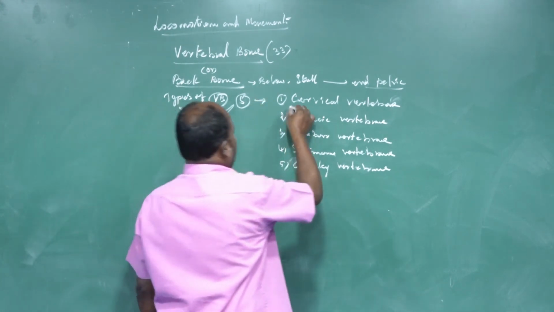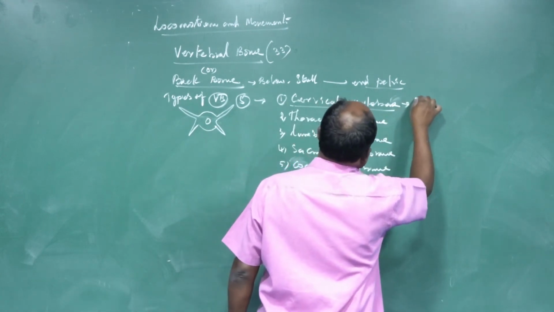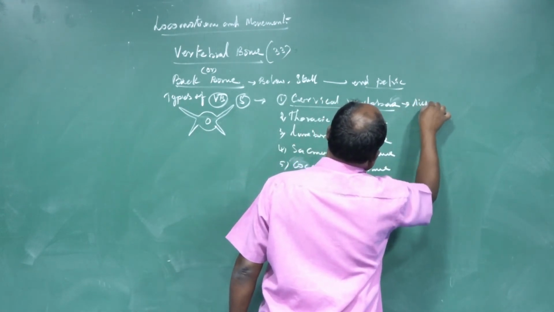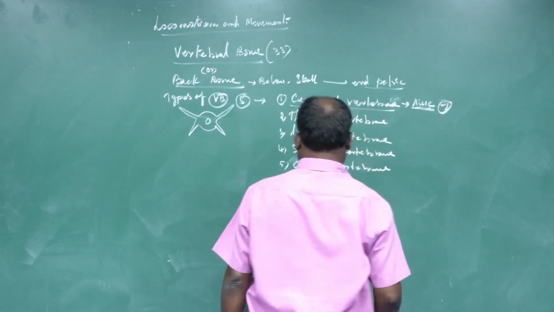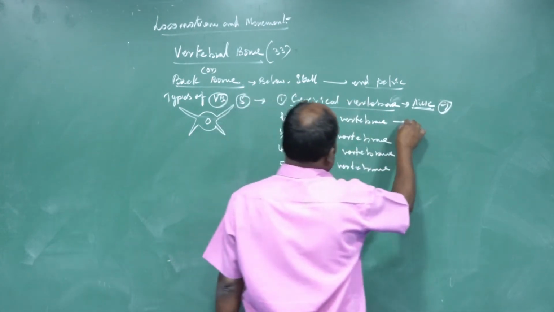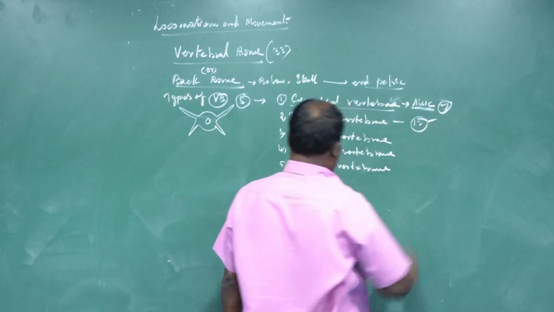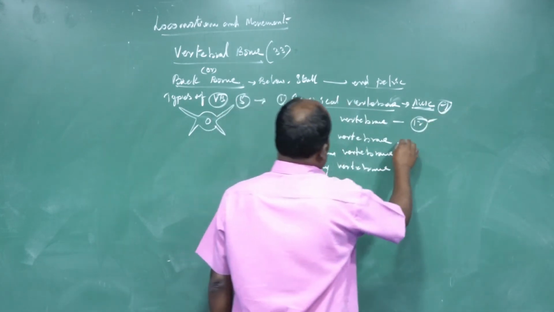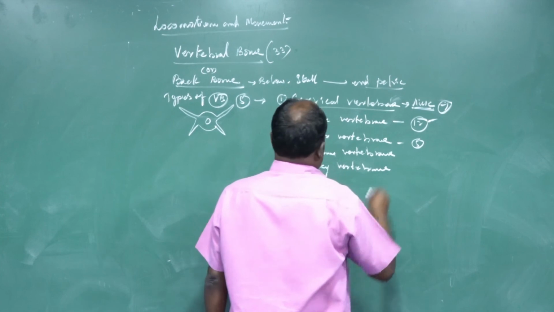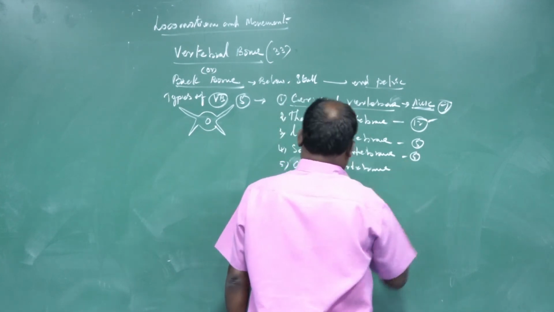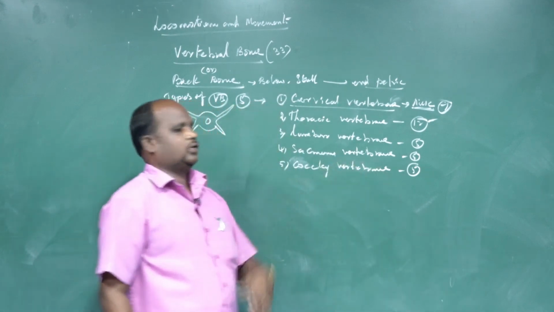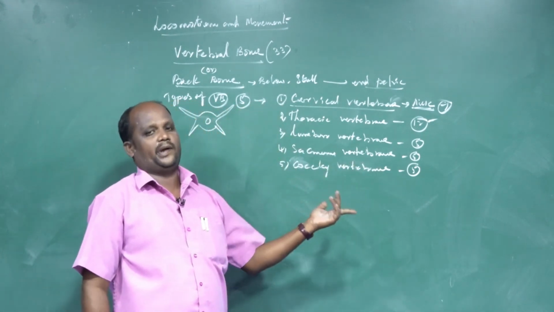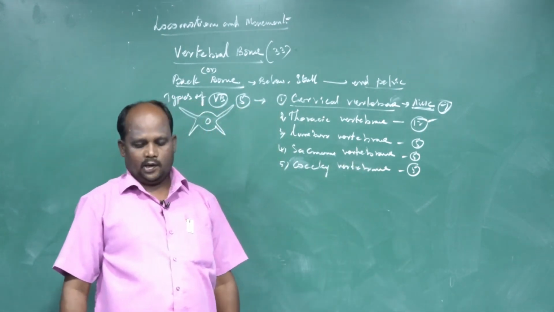So the cervical vertebrae, it designs our neck structure. That is maybe 7 bones. Thoracic vertebrae present 12 pairs. How much? 12 pairs. Lumbar vertebrae present 5. Sacral vertebrae present 5. Coccygeal vertebrae present 5. So all the bones are including how much? 33 bones.